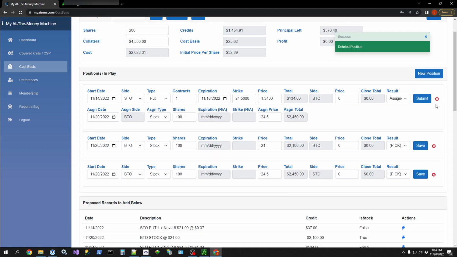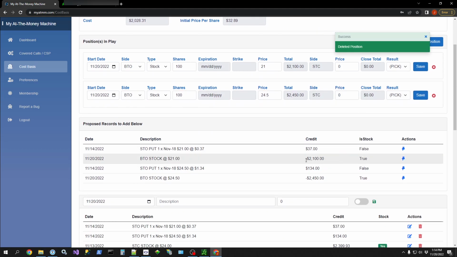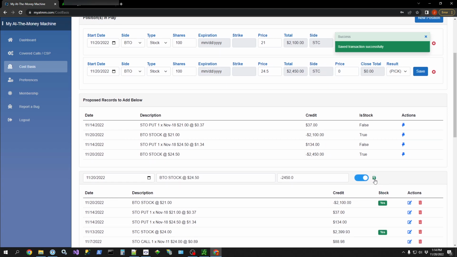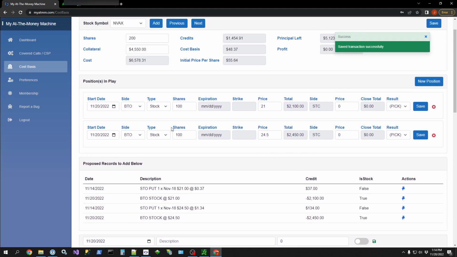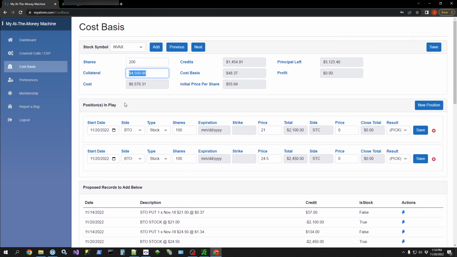We can get rid of this, get rid of that. And the stock ones we need to move down and save. Move that one down and save. All right, so these are good. The collateral can be removed. And now I own 200 shares.